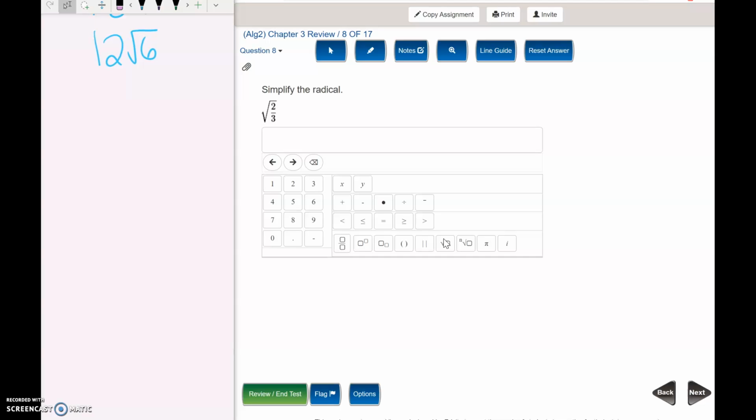Square root of 2 over 3. That simplifies first into the square root of 2 over the square root of 3. But if you type in the square root of 2 over the square root of 3, it's going to count your answer as wrong. If you type in the square root of 2/3, it's going to count your answer as wrong.